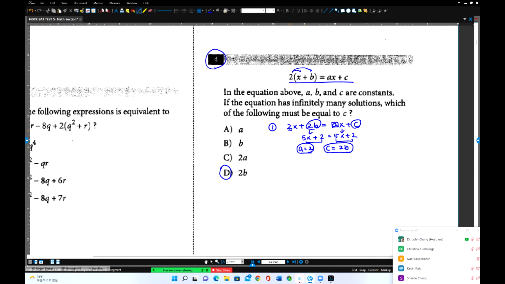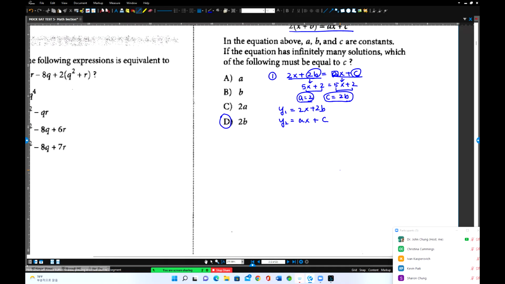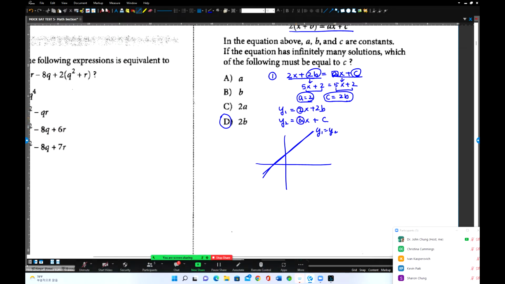Or you can take two equations over here, two graphs. Maybe you can take y1 as the graph of 2x plus 2b, and y2 as the graph of ax plus c. Infinitely many solutions. The lines are coincident. Same line. This is y1 equals y2, same line. That's why the slope a should be equal, and the y-intercept should be equal, right? So c equals 2b. That's the answer.